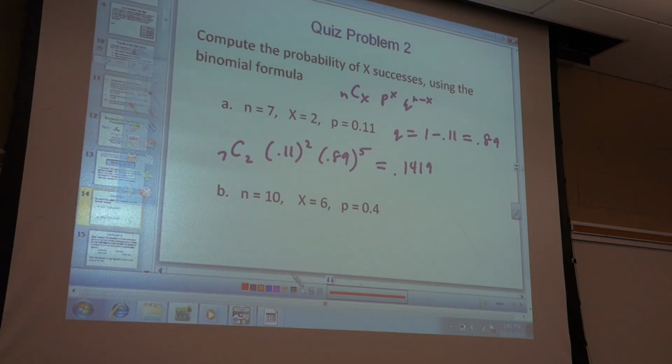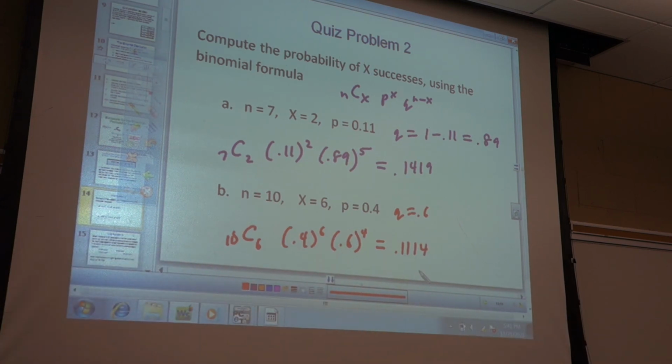All right, so let's take a look at B. B is 10 choose 6 times 0.4 to the 6th, and then 1 minus 0.4 is 0.6, right? So q is 0.6 times 0.6 to the, well, if I have 6 successes, that means I have 4 failures. And if you do this, you get what? 0.1114? Thank you. Yeah. Okay, great.